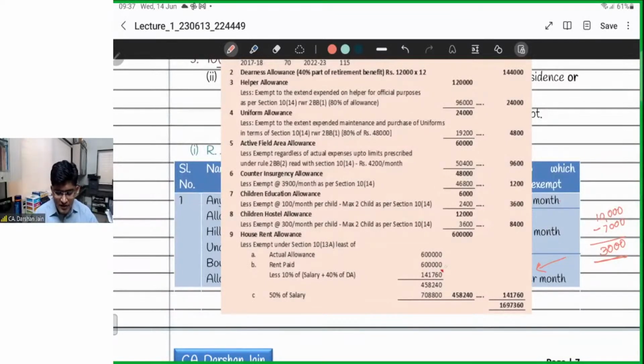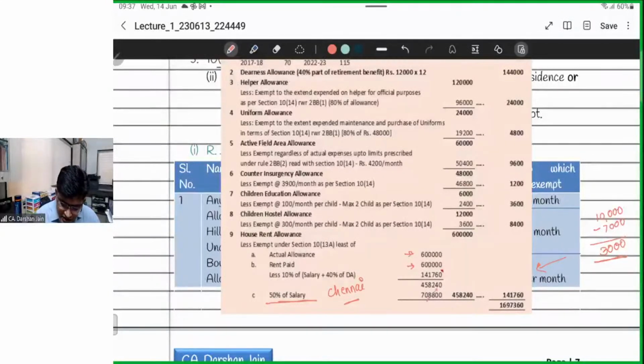Now, as it comes for HRA, HRA is actual allowance 50,000 into 12, actual rent paid again 50,000 into 12, less 10% of salary. So salary is something we have already computed, and 50%. The third condition is 50% of salary. Why 50% of salary? Because the location is Chennai. The four metros, 50%, rest of the country, 40%. But anyways, 50% of salary is 7,08,000, which is more than the actual rent paid. It is also more than the actual allowance.